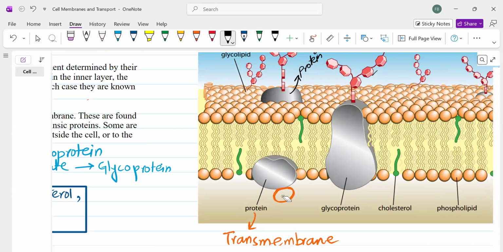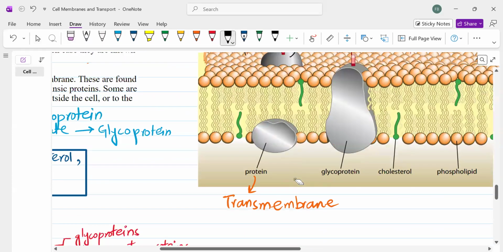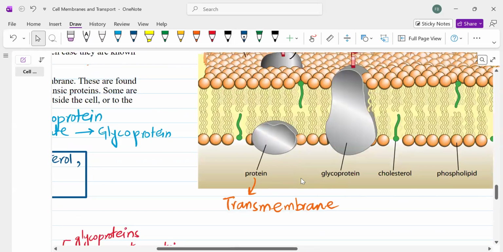This is a transmembrane protein. This type of protein is known as a transmembrane protein. Why is it known as a transmembrane protein? Because it is present over here at this position, and it will allow some things to pass through it.